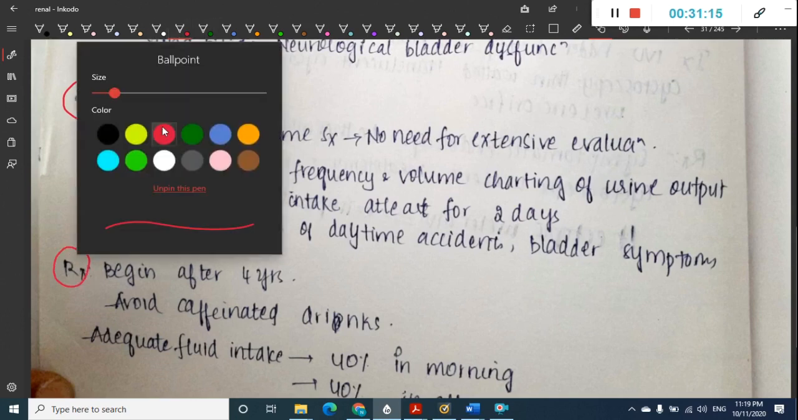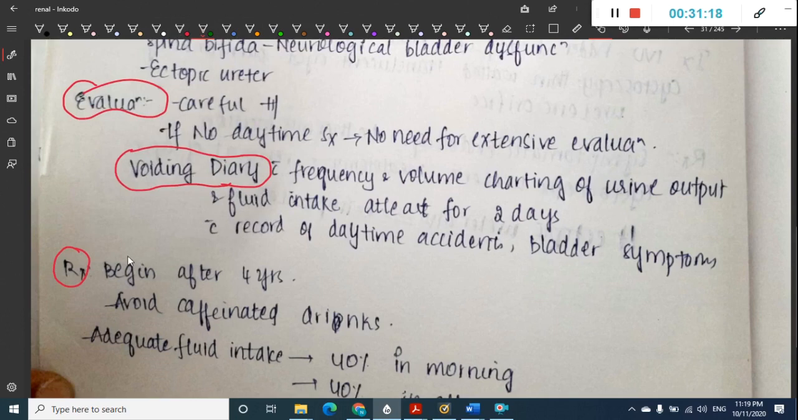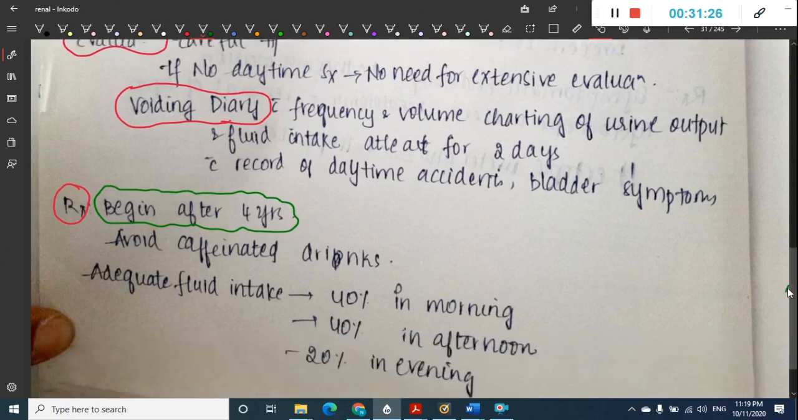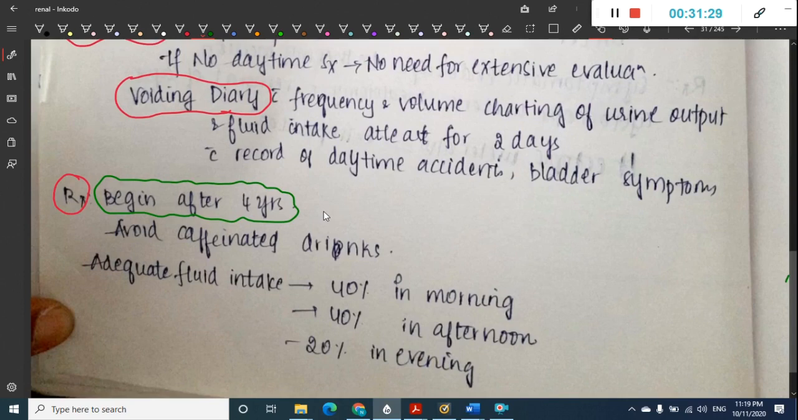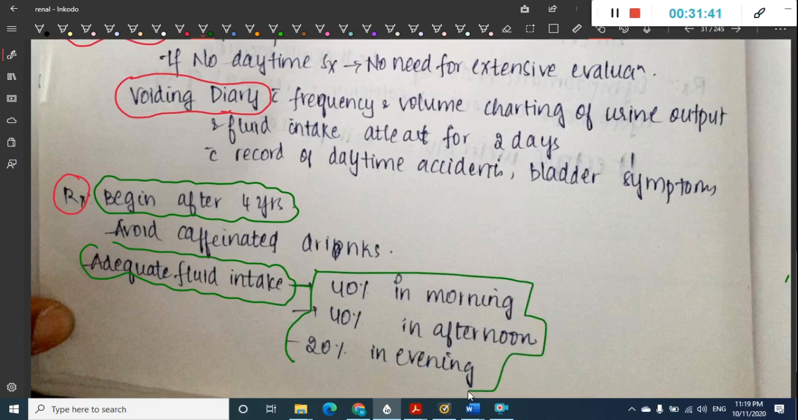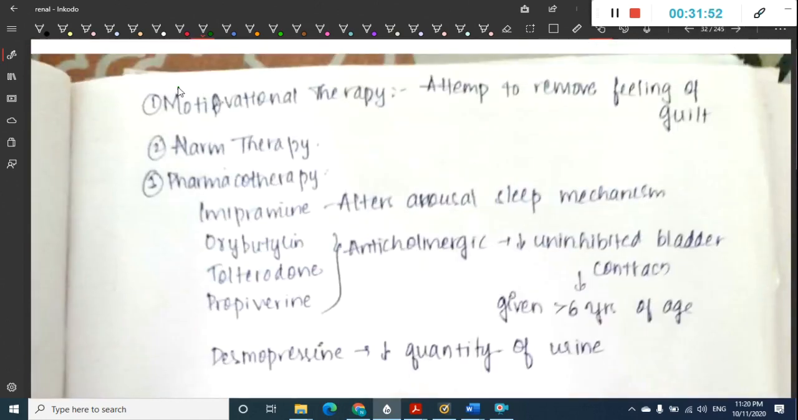Then the treatment should be started only after 4 years. In the first 4 years, even if there are these symptoms, there is no need to start treatment, but after 4 years we should start it. We should avoid caffeinated drinks and give the baby adequate fluid intake. The fluid should be taken as 40% in the morning, 40% in the afternoon, and 20% in the evening. Then we should give motivational therapy.